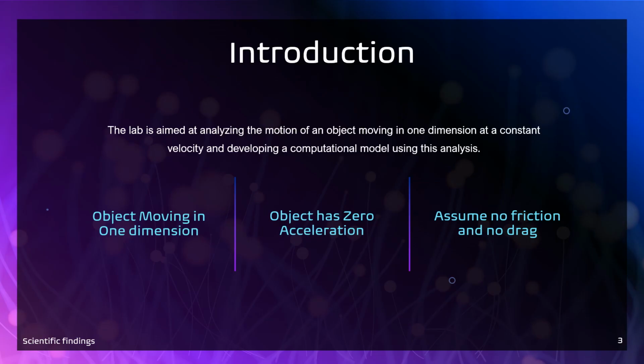This lab is aimed at analyzing the motion of an object moving in one dimension at a constant velocity and developing a computational model based on that analysis. Three important assumptions for this lab are that the object is moving in one dimension, it has zero acceleration, and that the computational model has no friction and no drag due to air.